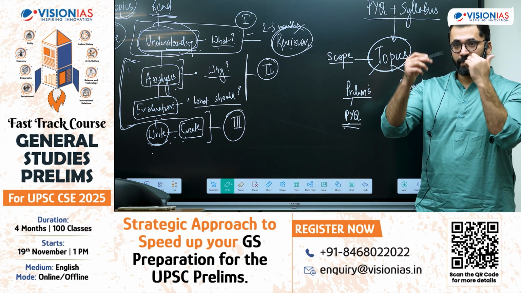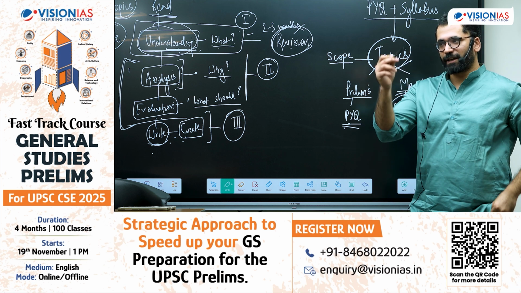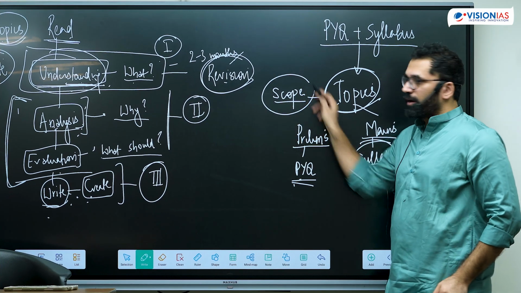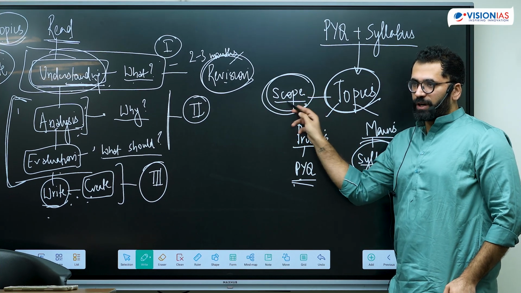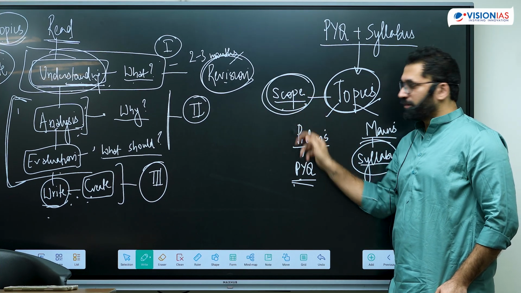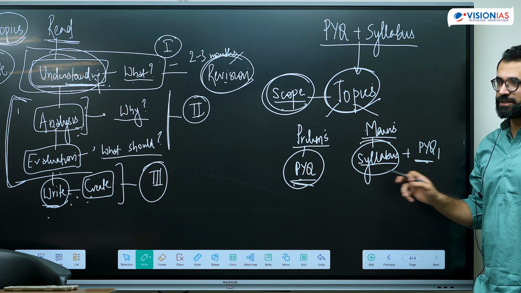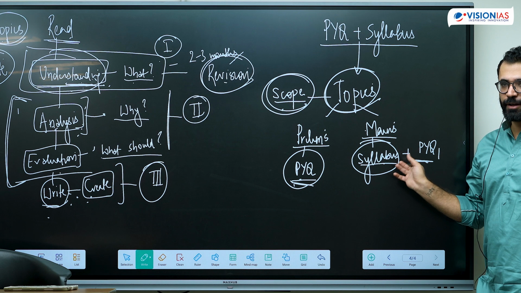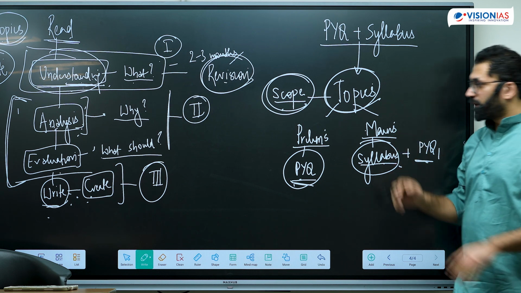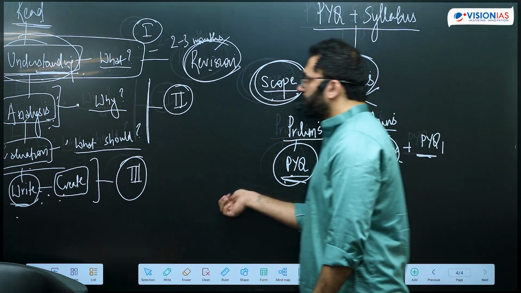The second thing is, practice the previous year questions once the topic has been prepared, so that you are preparing to the adequate amount. You know what exactly you have to prepare. So for prelims, it is going to come from previous year questions. And for mains, since it has a detailed syllabus, it is going to come from both the syllabus and the previous year questions. Now, what are the topics for prelims which we have to prepare?